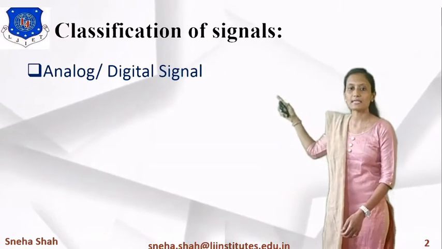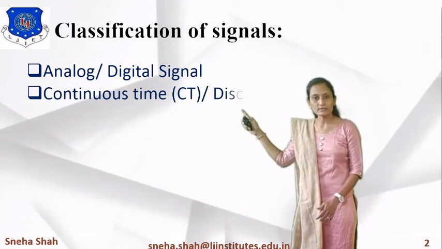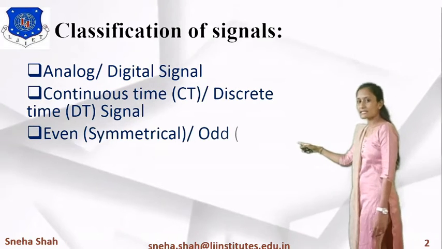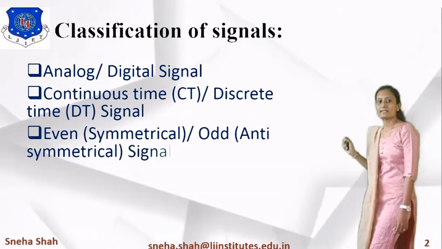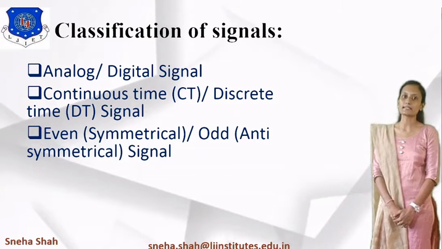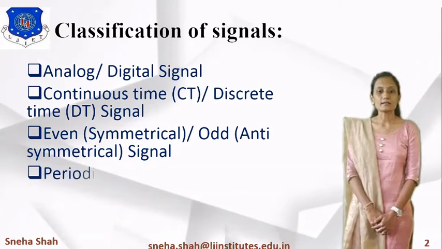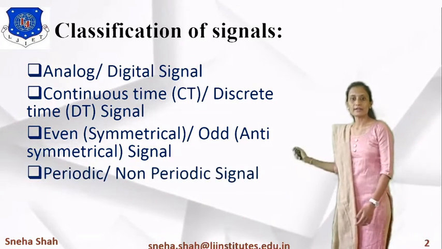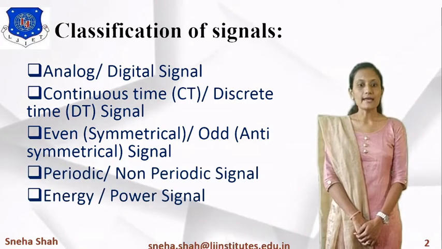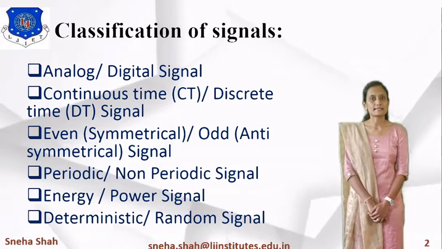The first type is analog or digital signal. The second type is continuous time signal or discrete time signal. The third type is even signal or odd signal. Even signal is also considered as a symmetrical signal, and odd signal we consider as an anti-symmetrical signal. The next type is periodic or non-periodic signal. The next type is energy or power signal, and the last type is deterministic or random signal.